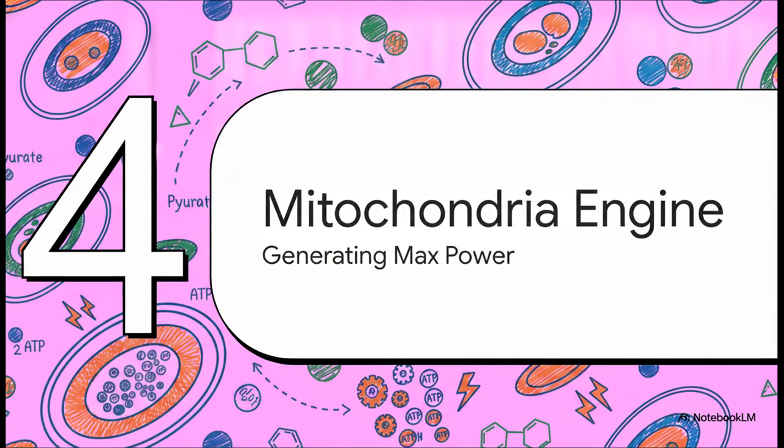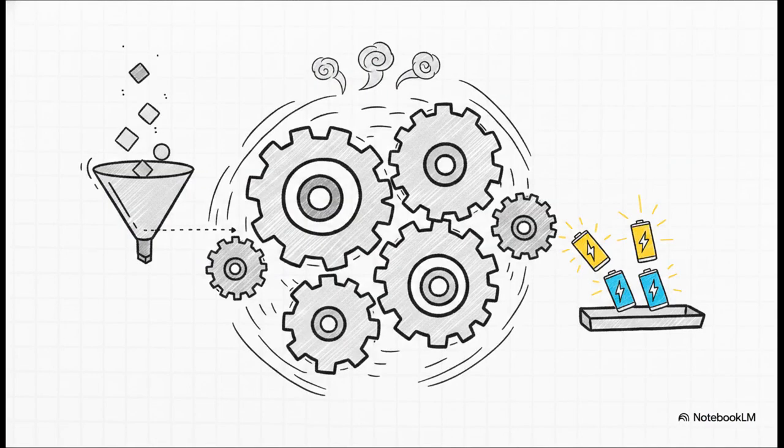Let's move deeper into the core. Section 4, the mitochondria. This is the main engine where we generate maximum power. So we netted a measly 2 ATP from glycolysis, but we still have those 2 molecules of pyruvate left over, and they are holding massive potential. To tap into that, we transport that pyruvate deep into the mitochondrial matrix.